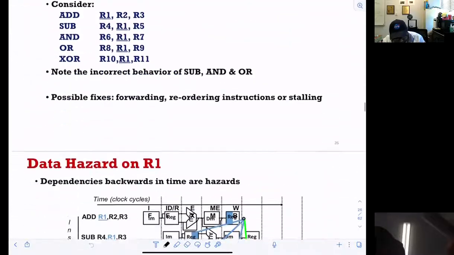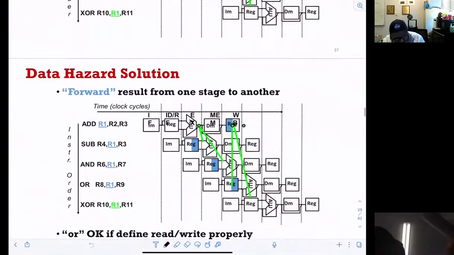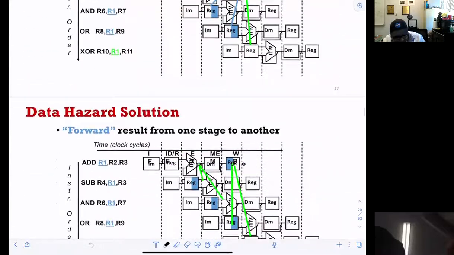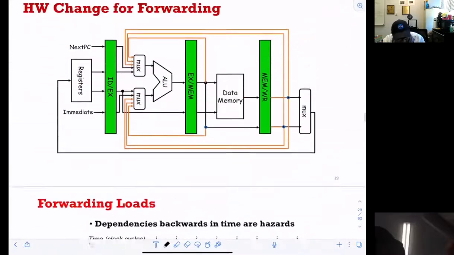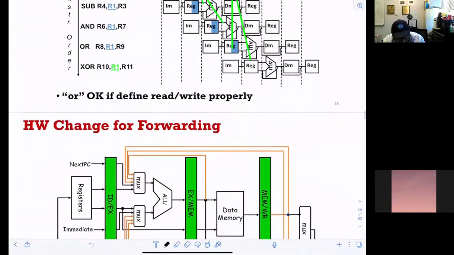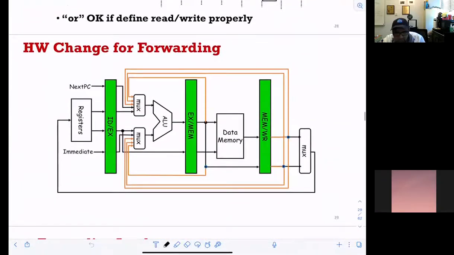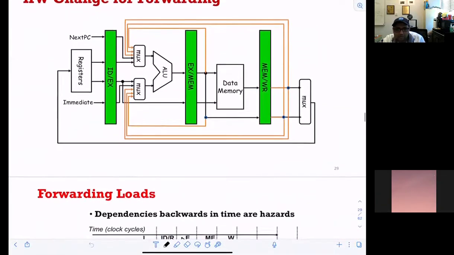We finished all of this, right? We talked about the data hazard, right? Yeah, we talked about the data hazard. And we also mentioned the forwarding, correct?